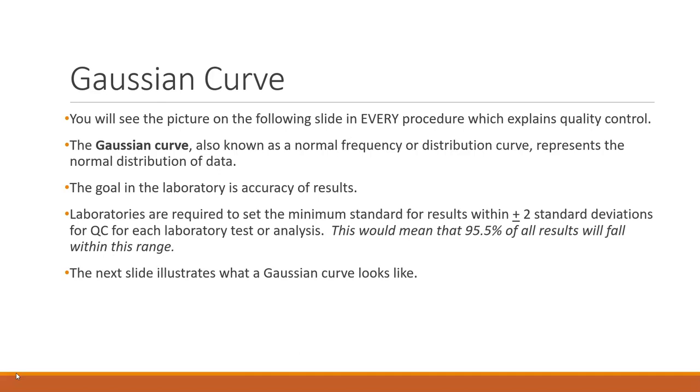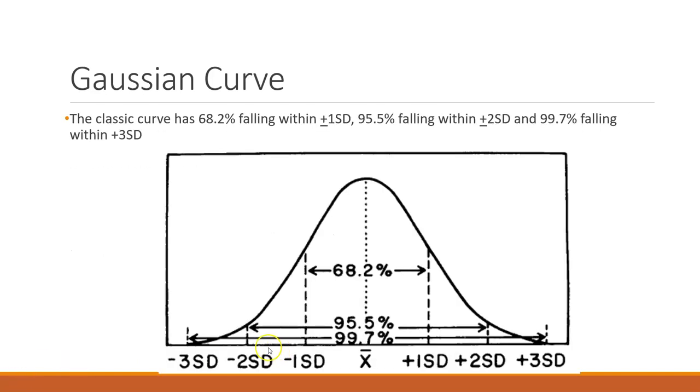What that means is if we have plus or minus 2 standard deviations, 95.5% of all results will fall within this range, which is great. So the next slide illustrates what the Gaussian curve looks like. So the classic curve has 68.2% of the results falling within plus or minus 1 standard deviation, 95.5% within plus or minus 2, and 99.7% will fall within the plus or minus 3 SD.